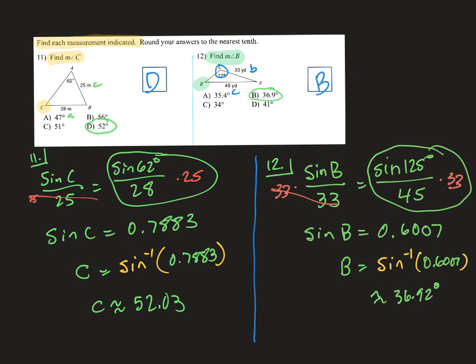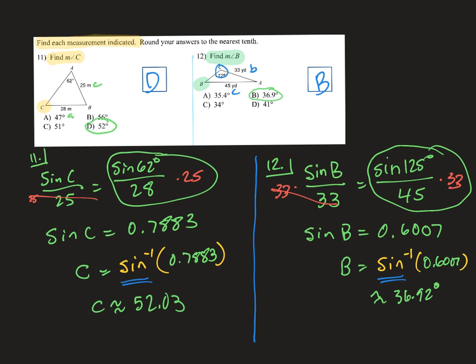So for these problems, you're using the law of sines. And in both of these, we happen to be looking for angles. You know that sometimes we look for sides when we do these problems. But if you're looking for angles, make sure you use the inverse trig function right at the end to figure out what the angle measure is that you're looking for.